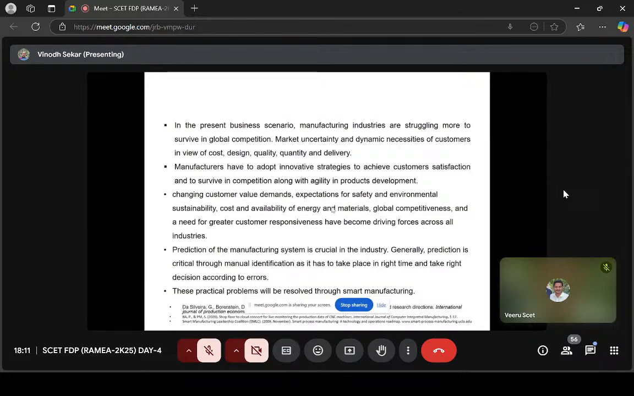So here the manufacturing scenario faces a lot of uncertainties, and also the dynamism comes in varied perspectives in terms of cost, design, quality, quantity, and delivery measures. The prediction of the manufacturing system is also very crucial, and the need for prediction models is also very essential.